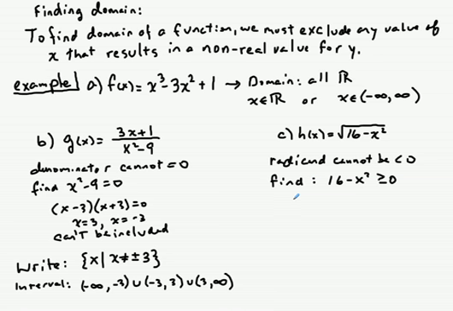This is going to be a case where we can solve the inequality by using the critical number method. The critical number method says that we factor the expression on the left side of our inequality. In this case, the difference of two squares, 16 minus x squared, turns into 4 minus x times 4 plus x. And so our critical numbers occur at x equals 4 and x equals negative 4.